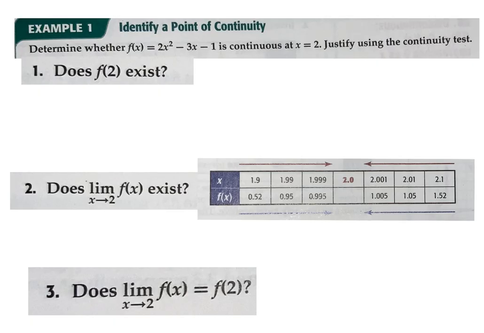So let's look at this particular example. All right? Let's look at this example. They did not give us a graph. Determine whether this function is continuous at x equals 2. Justify it with the continuity test. So first of all, I'm going to look at this. What type of function is this? Think about what the graph looks like.